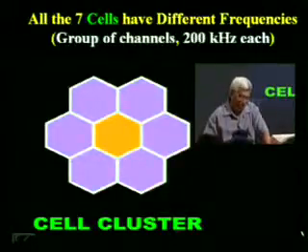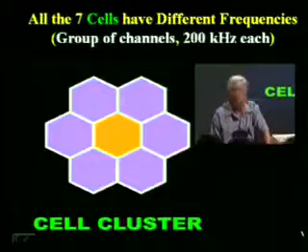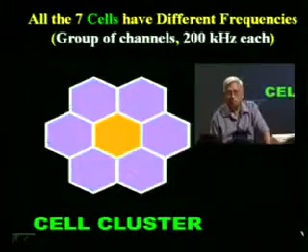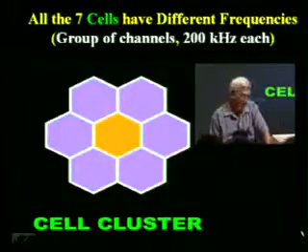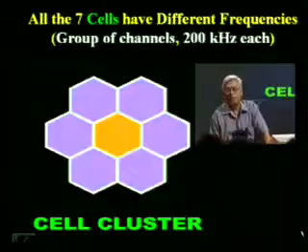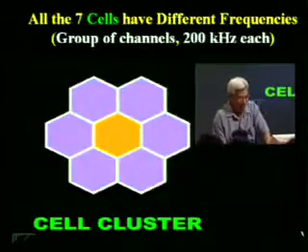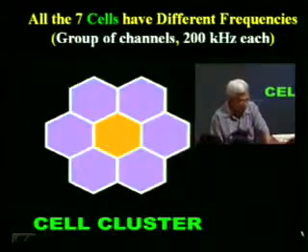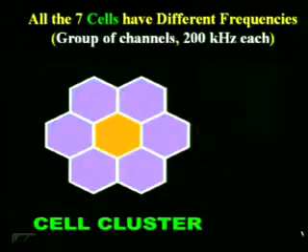and all the 7 cells have different frequencies, and they have a group of channels, and each channel has a bandwidth of 200 kilohertz. In this cell cluster, each cell has its own transmitter, that is called the BS.